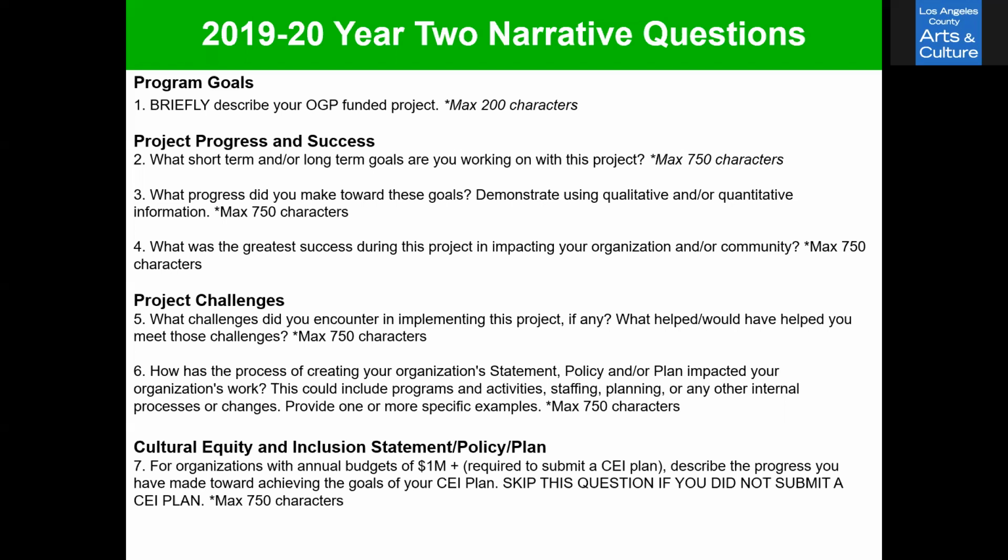And then in terms of your statement, policy, and plan that you provided with your application, we're now asking, what progress has been made, what changes in your process have been incorporated that you might have listed under your application. So you might need to look back at your application to see, what did we intend to do around cultural equity and inclusion? What did our statement, policy, or plan say? And how have we made some progress? So you'll have the space to do that and to really get into that.